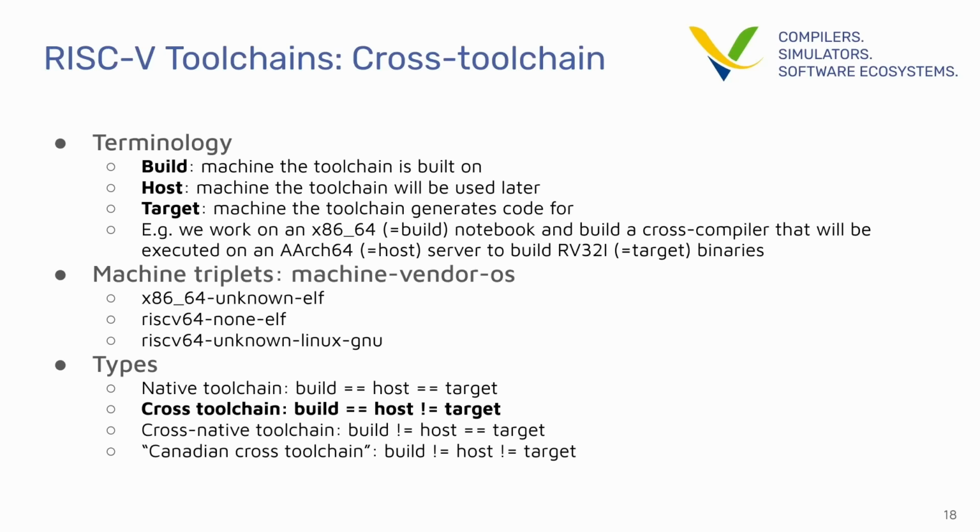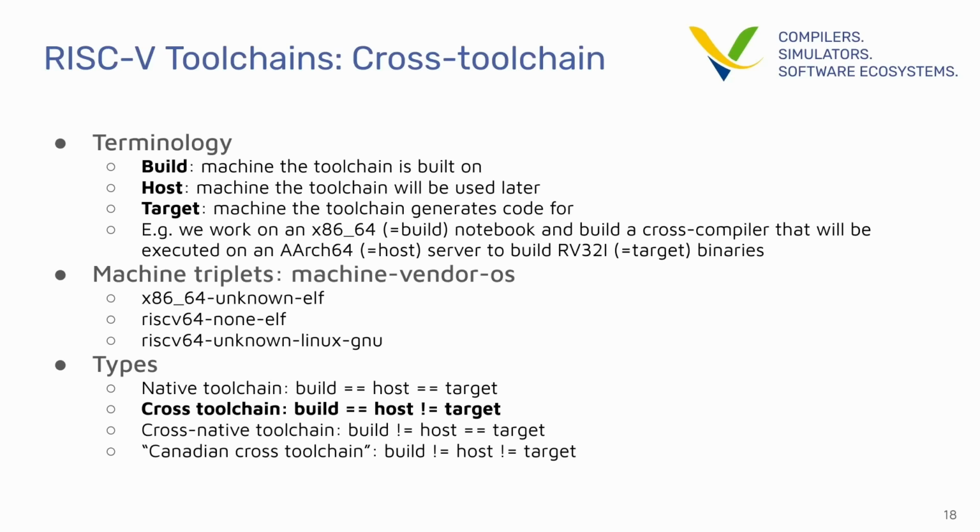The description of the machines is done by machine triplets, which have the form machine, vendor, and OS. So for example, x86 unknown ELF, or RISC-V 64 unknown Linux GNU.